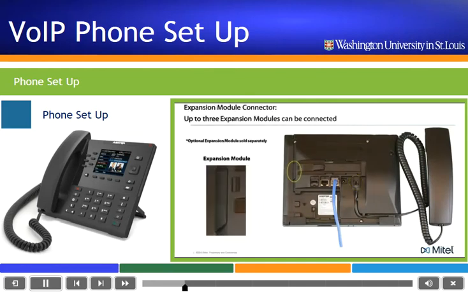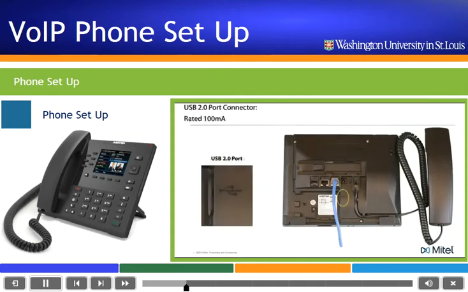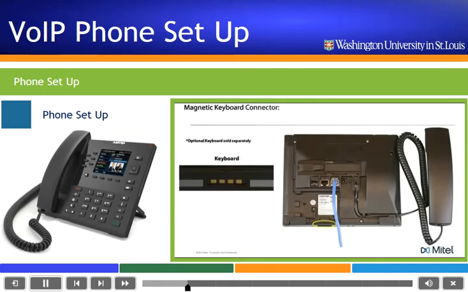Your phone comes ready to use with an optional expansion module. There is a cover you will need to remove to expose the expansion module connector. The next connector is a USB 2.0 port and has a maximum rating of 100 milliamps. The 6867i uses a magnetic keyboard connector to connect an optional keyboard. This provides an easy way to enter text or number entries such as in the directory or speed dial numbers.